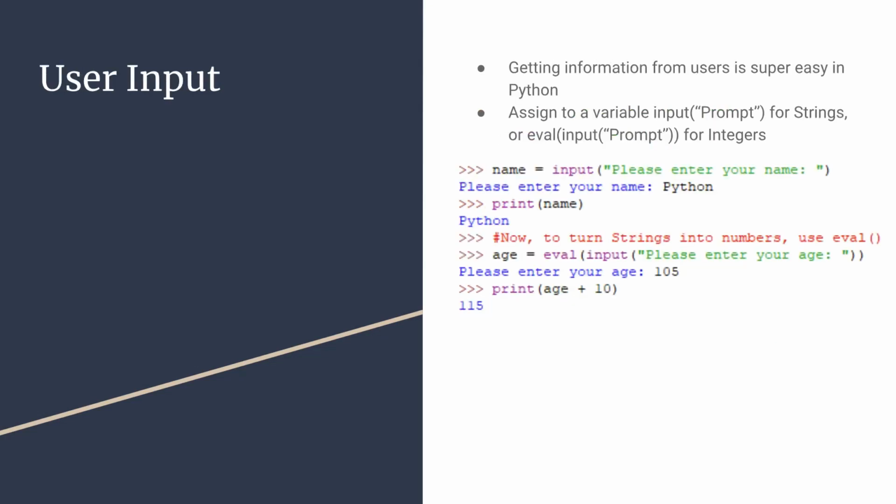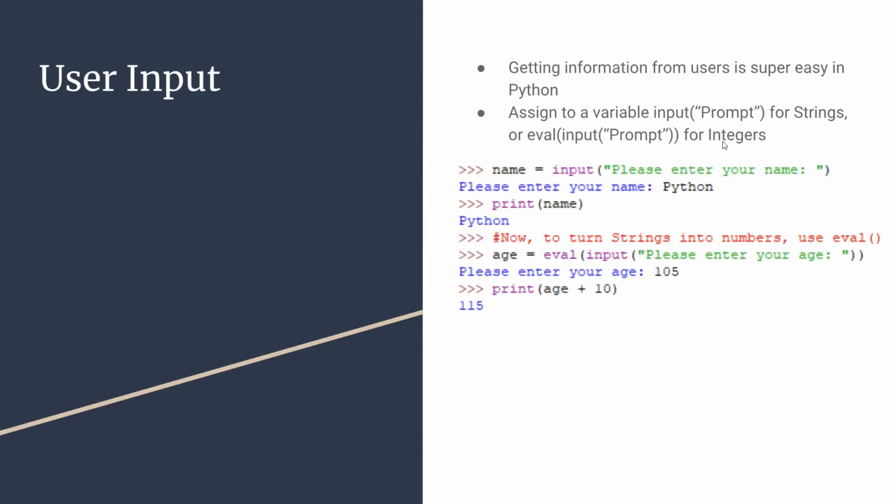So for user input, what we have in Python is a lot simpler than a lot of other languages that might need to use a scanner or something like that, which Java would need to do. And in Python, when you want to get information from the user, all you're going to do is assign to a variable the word input and then some prompt, and then that's all you need to do for strings. Or if you want to get some sort of number or integer from them, you put an eval in parentheses and then put this same thing, and that's how you do it for integers.